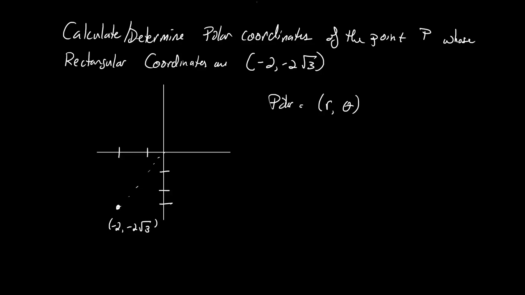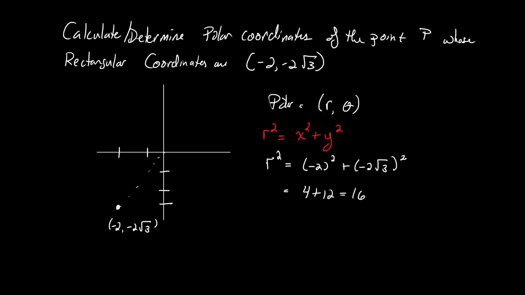So I know that r tends to be the easy one because we can use the Pythagorean identity and recognize that r squared is equal to x squared plus y squared. So knowing this, r squared is equal to negative 2 squared plus negative 2 square root of 3 squared. Negative 2 squared is 4. Negative 2 squared is also 4, times 3 is 12. So this gives me 16. This implies that r squared is 16, or we'll just say that r equals plus or minus 4. So be very careful.